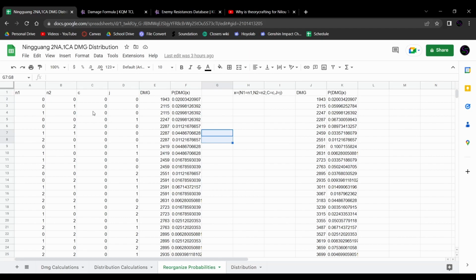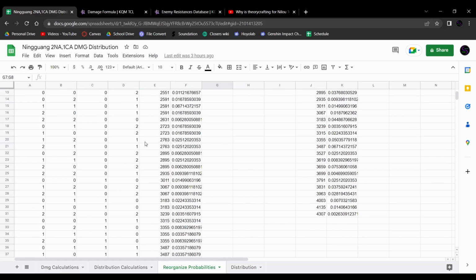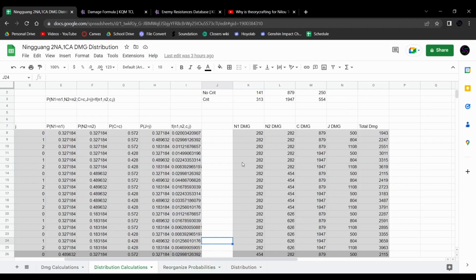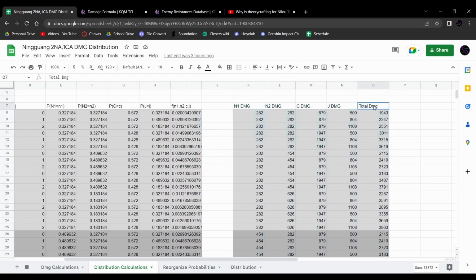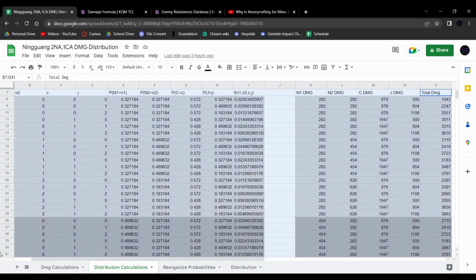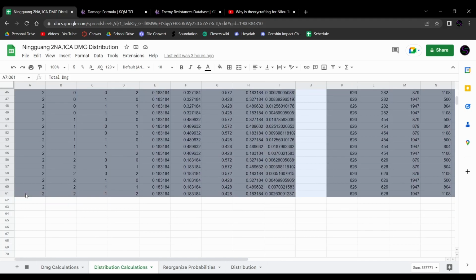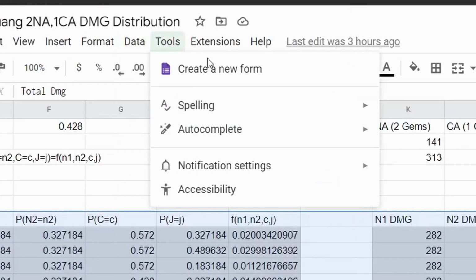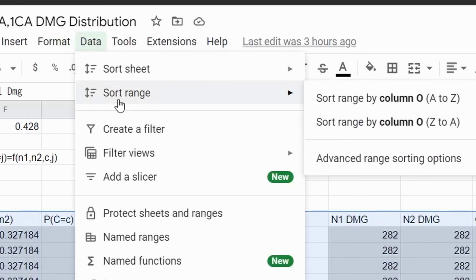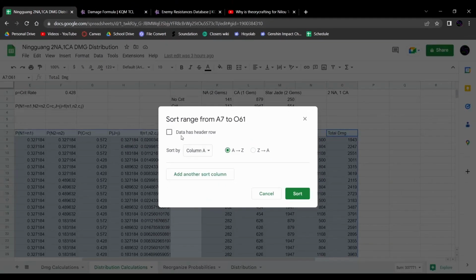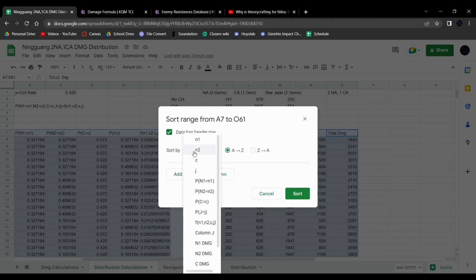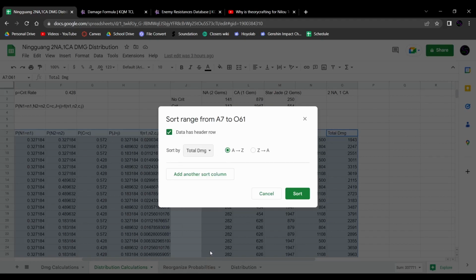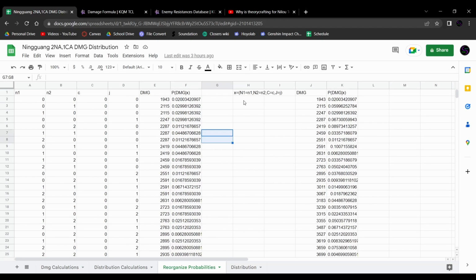If you're wondering exactly how I managed to reorganize this properly, it's not too difficult. I just need to select the area that needs to be reorganized. So if I wanted to reorganize this, I could select all of it. Then I could go to Data, then Sort Range, Advanced Sorting Options, Data has header row. And we can see here we have our total damage, and we can sort it from A to Z. I basically did that here.